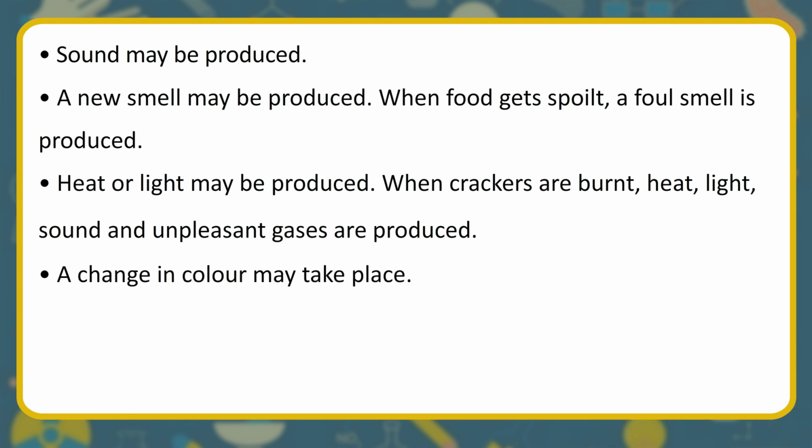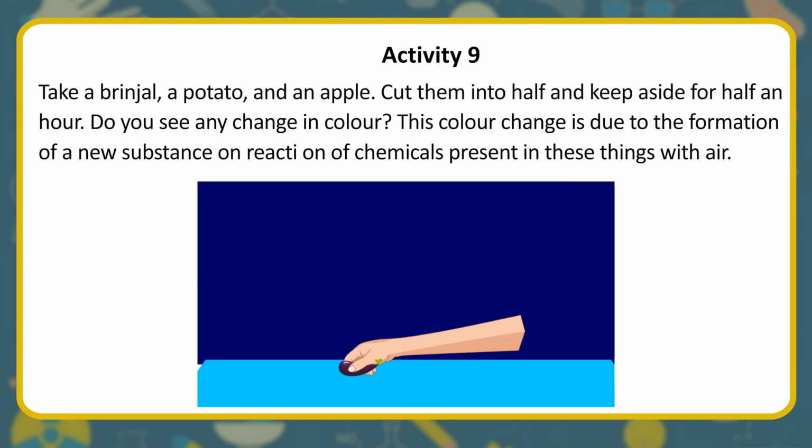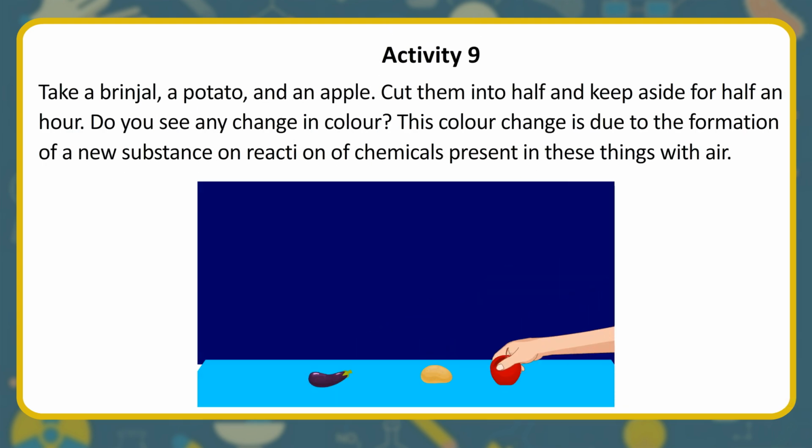A change in color may take place. Activity. Take a brinjal, a potato, and an apple. Cut them into half and keep aside for half an hour. Do you see any change in color? This color change is due to the formation of a new substance on reaction of chemicals present in these things with air.